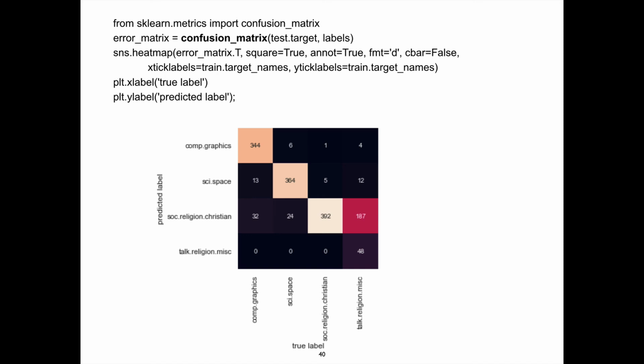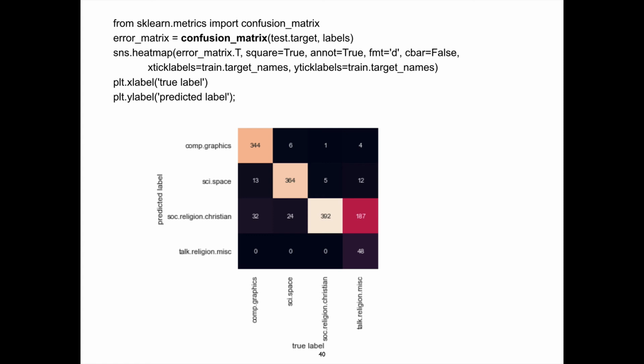I have no idea why they call it the confusion matrix. The confusion matrix, some people call it the error matrix. Basically, what we're doing is we want a matrix where, down here, these are the true labels, right? So we're saying, okay, computer graphics, how many articles in computer graphics did we classify as talk, religion, miscellaneous? Well, 0, right?